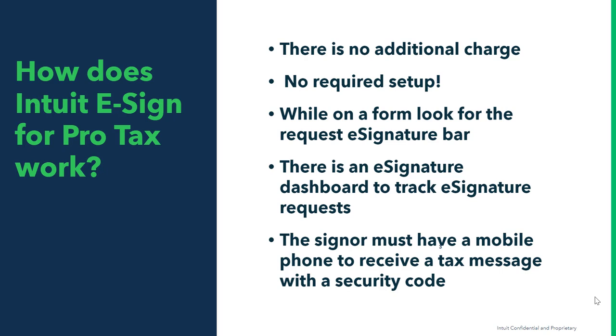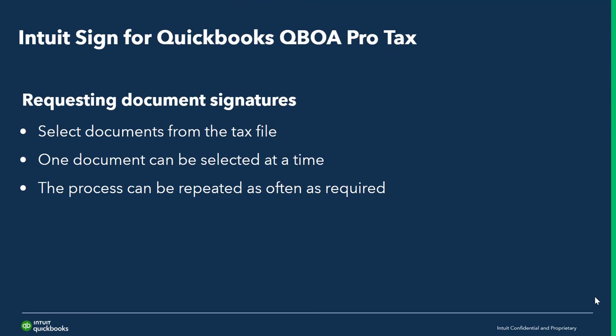There's an e-signature dashboard to track e-signature requests, which is very helpful. And just another point to make here, the signer must have a mobile phone to receive a text message with a security code. Requesting document signatures: you select a document from the tax file that you want to send to get an e-signature. You can send one document at a time, and the process can be repeated as often as you need. So let me just pause here and we'll go to ProTax and have a look.